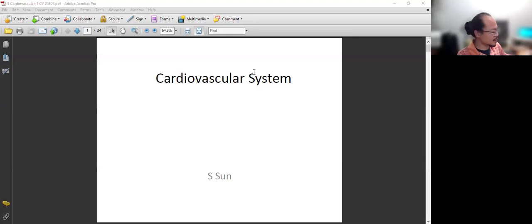So the first one is this one, and then we'll do the next one later. Cardiovascular system, just by name, you know it's about the cardio. Cardio is heart, right? Vascular is about the vessel. So this is blood circulation.